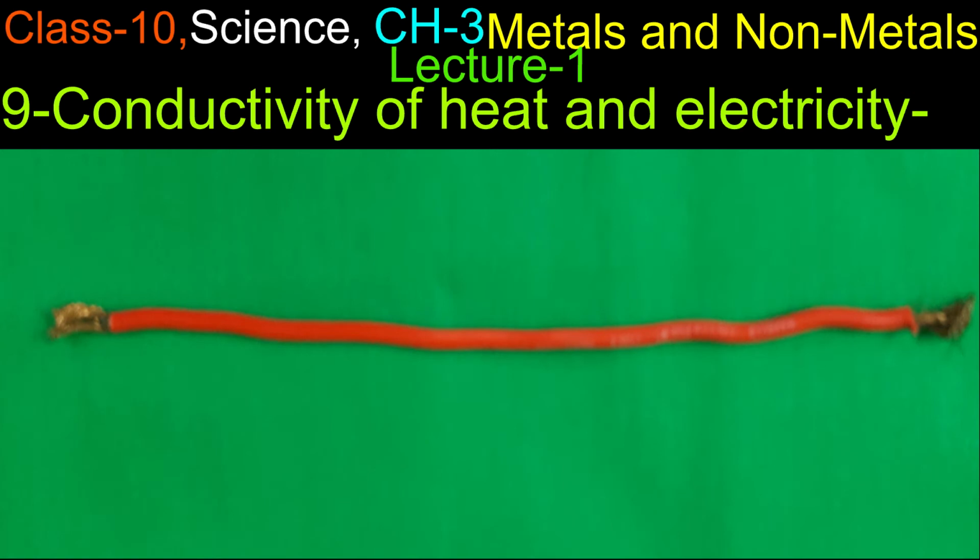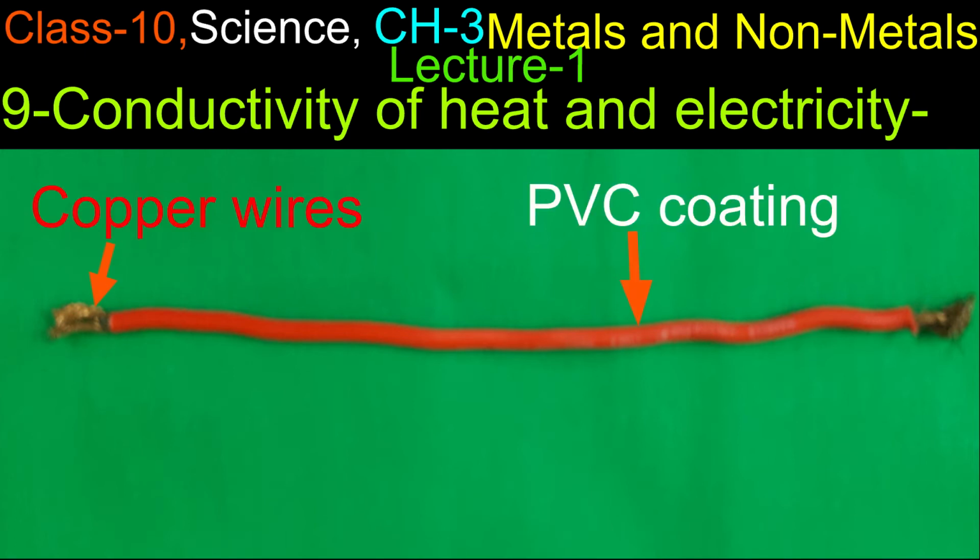You see here this wire. This wire is used in household electric fittings. It is made of copper coated with PVC or polyvinyl chloride. Metals are good conductors of electricity. That is why all electric wires are made of metals. PVC and rubber etc. are bad conductors. That is why metal wires are coated with these materials. These materials are also called insulators.